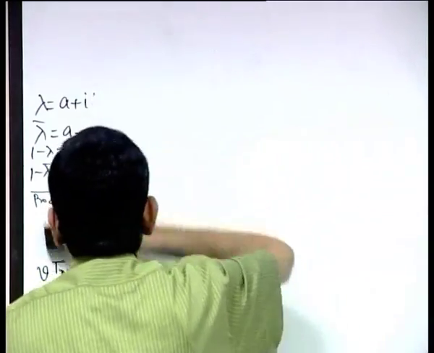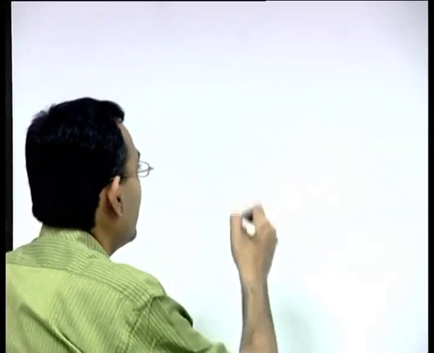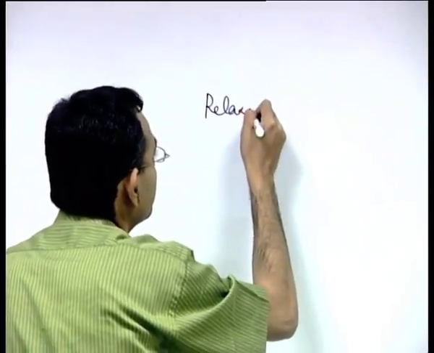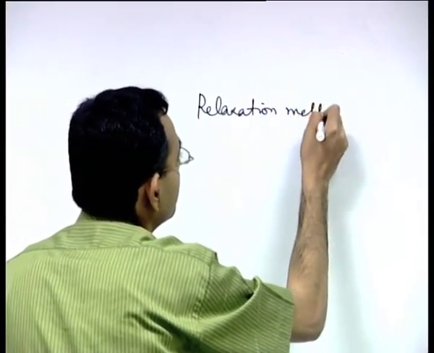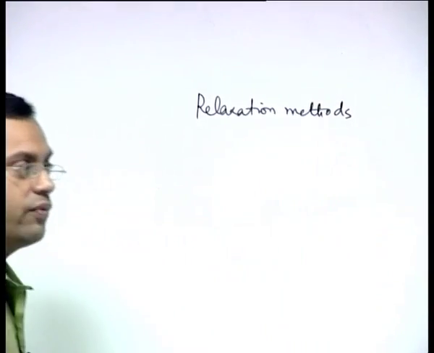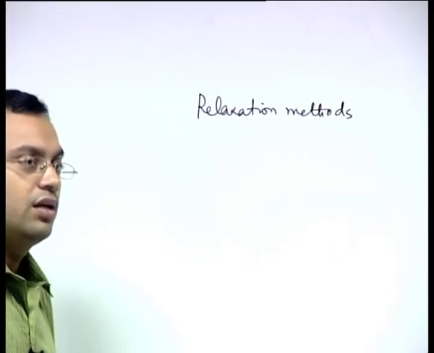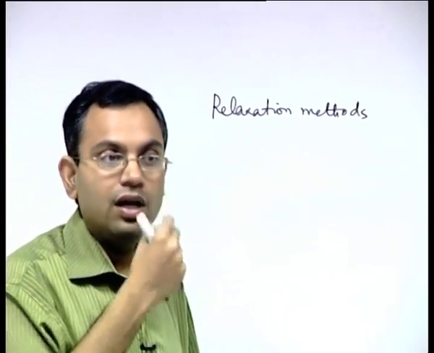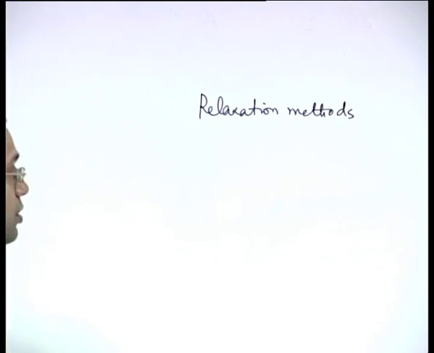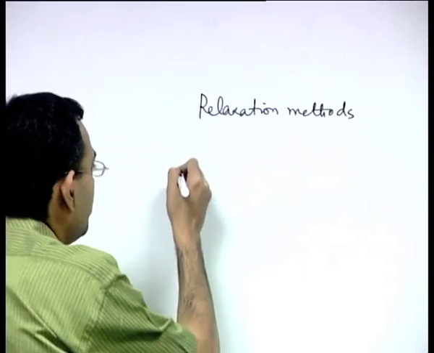Now the next issue is, we have seen the convergence characteristics of the iterative methods. Are there any means by which you can improve on the convergence characteristics? And there are certain ways of doing that, and those methods are called relaxation methods. The whole idea of a relaxation method is to improve the convergence characteristics of a particular iterative method. So let us consider the Jacobi's method.